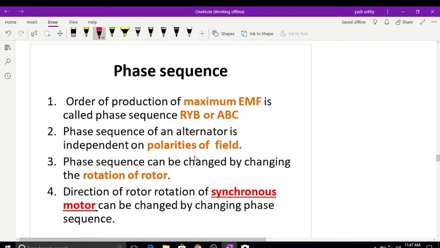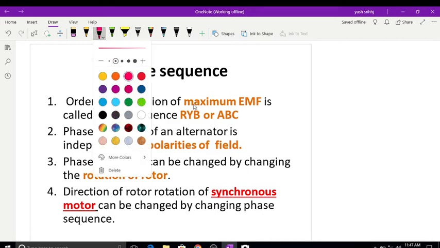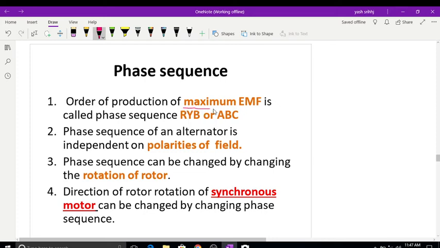The next one is the phase sequence. What is phase sequence? The phase sequence is the order of production of maximum EMF. That is RYB or ABC. This is represented in terms of RYB or ABC.